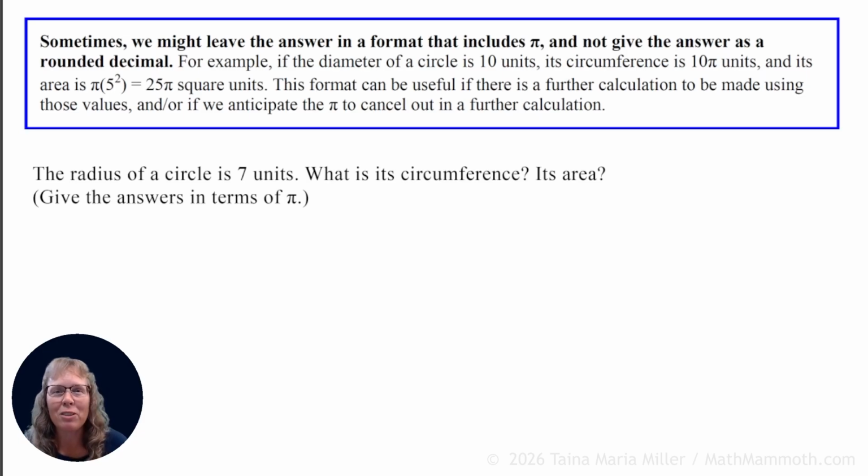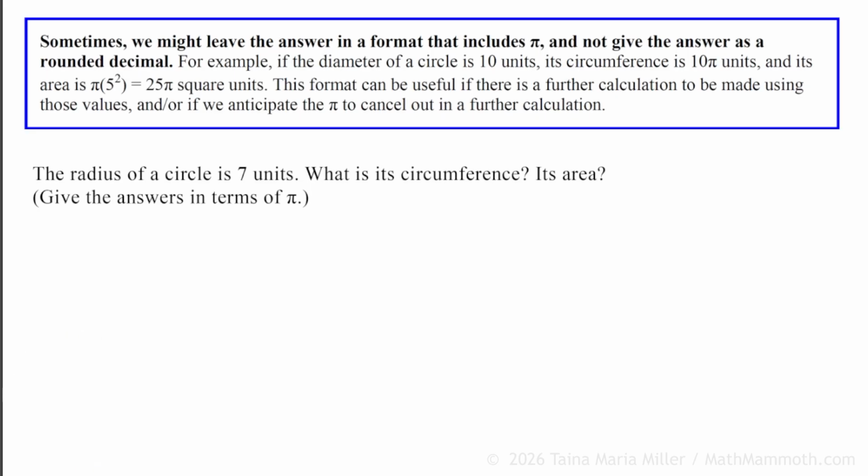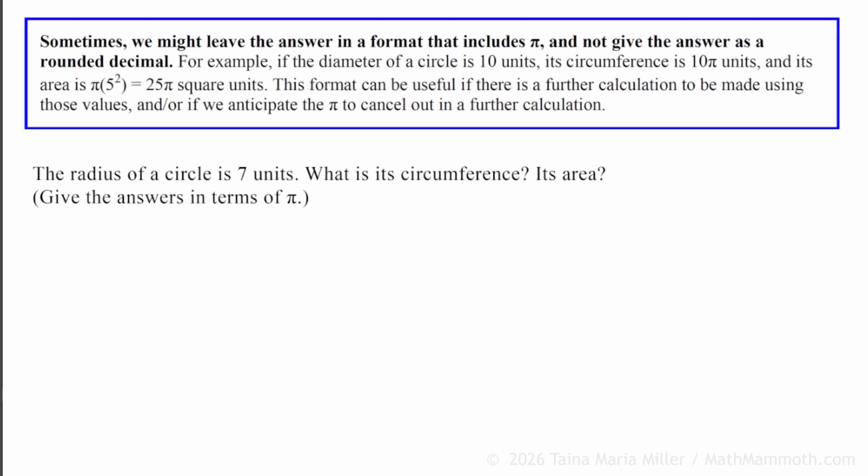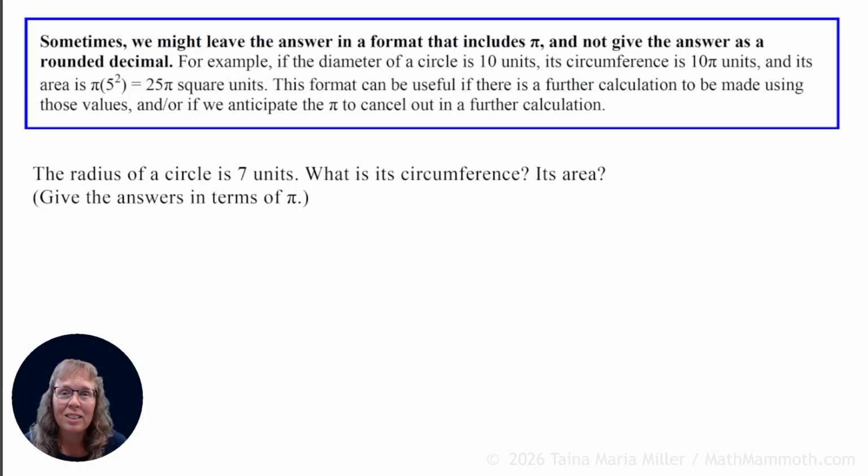In this video, we're going to look at some circle-related problems that involve pi. Sometimes we might leave the answer in a format that includes pi and not give the answer as a rounded decimal. And that's the basic idea we're going to look at in this lesson. For example, if the diameter of a circle is 10 units, its circumference is 10 pi units. And then its area is pi times 5 squared, or 25 pi square units. So in these answers, the pi is left in the answer.